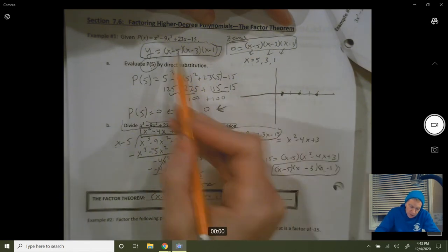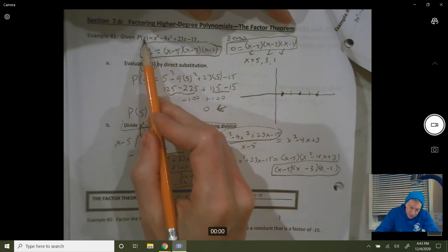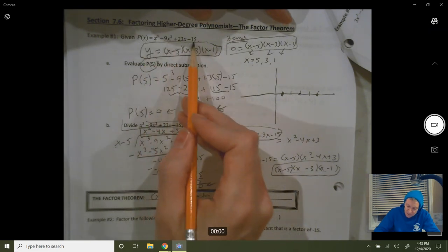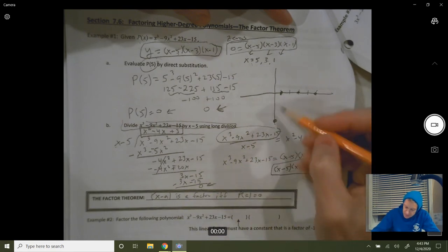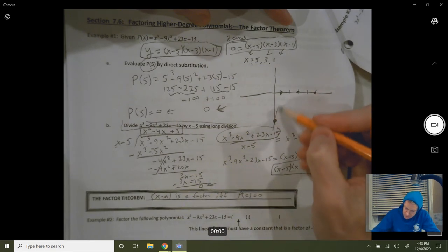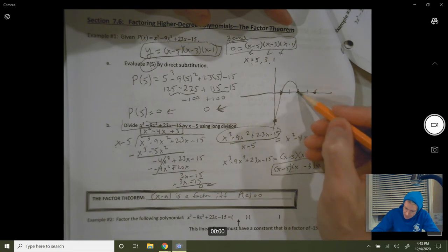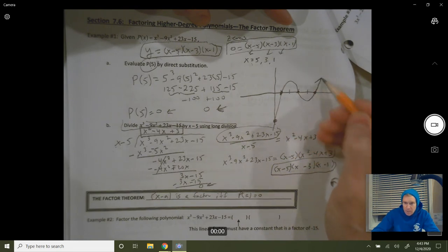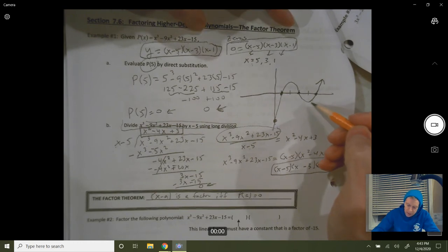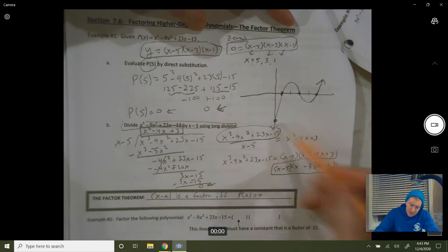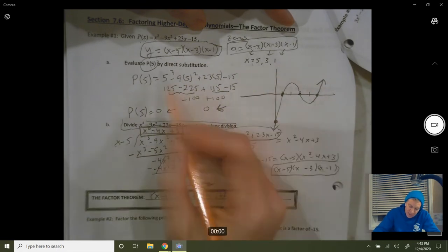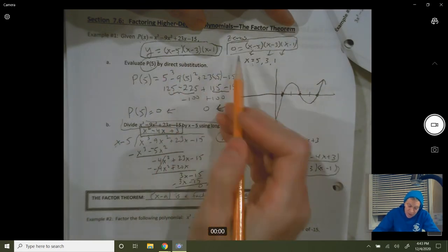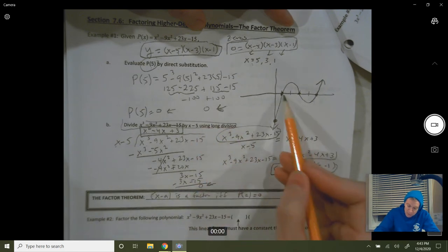Now, we could also look at this, and if we plug in 0 for x, we would get negative 15 for y, so that would be our y-intercept. And you can imagine the function might have to look something like this, passing through all these points. Don't worry about a graph like this just yet. We're going to talk about that after winter break. But it's interesting to see how this all fits together and why, if you plug in a value like 5 into a polynomial and you get 0, that means that x minus 5 is one of your factors.